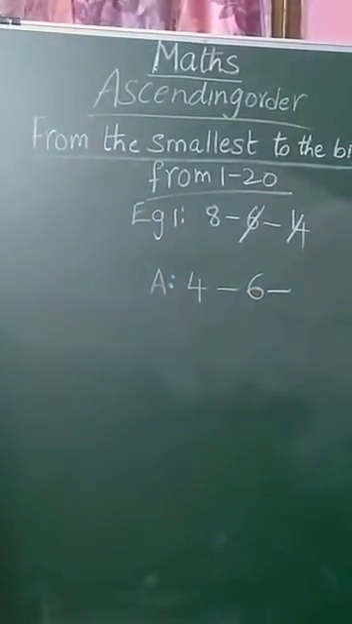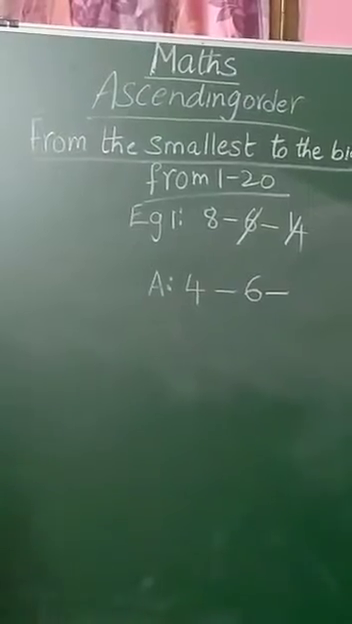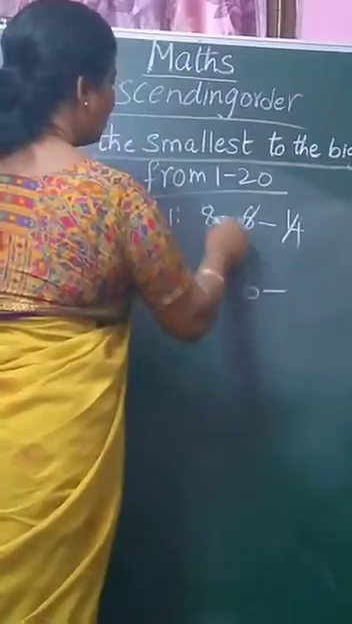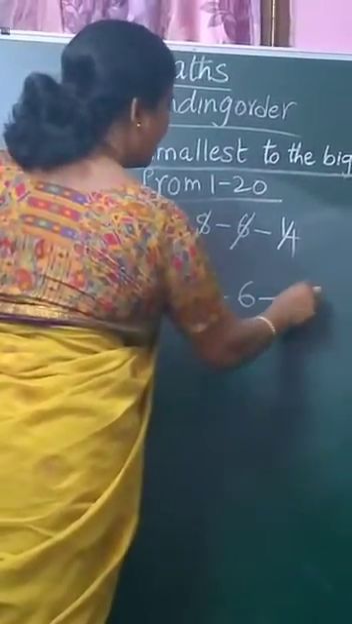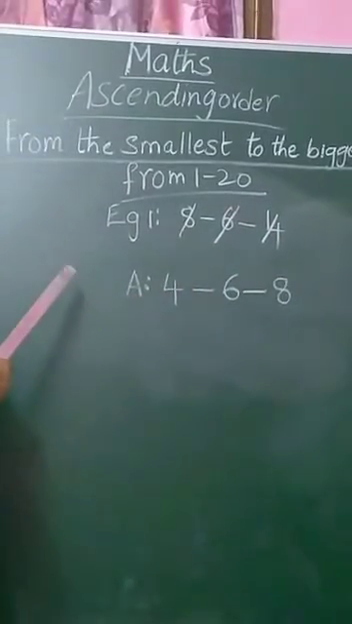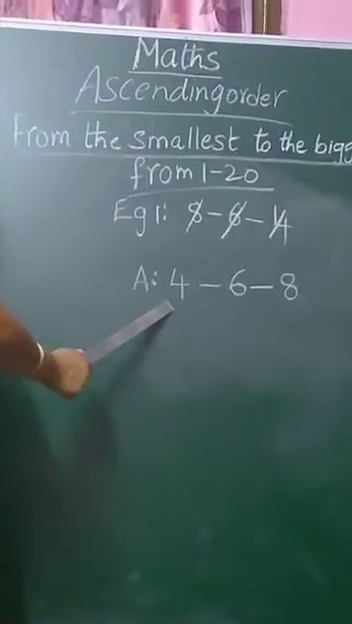6 after what number comes? 7 is there. Do you have 7? Not given. Do you have 8? Yes. There it is. So, I have to cut it here and put it in the answer. Look at here. 8, 6, 4. Here, 3 numbers are given. So, 4 is the smallest number.